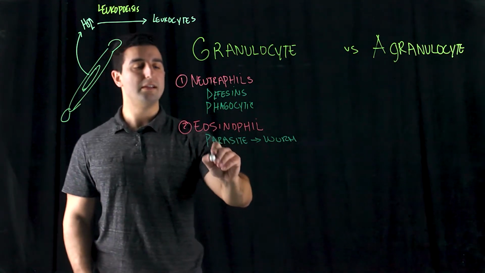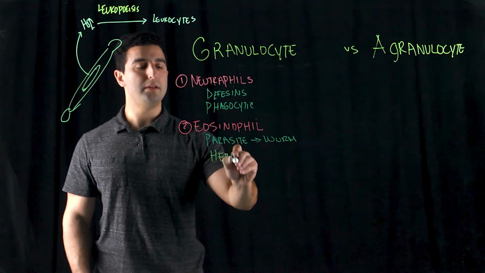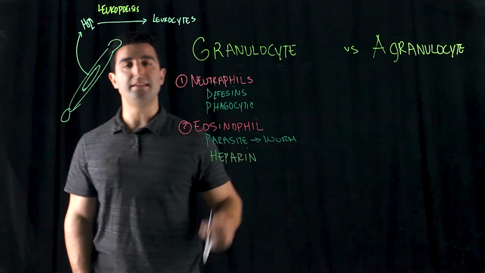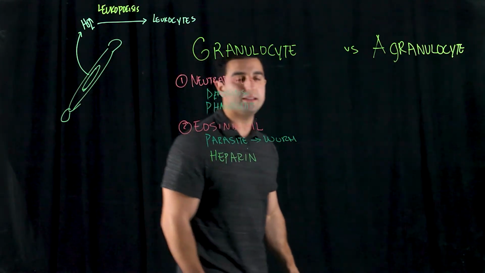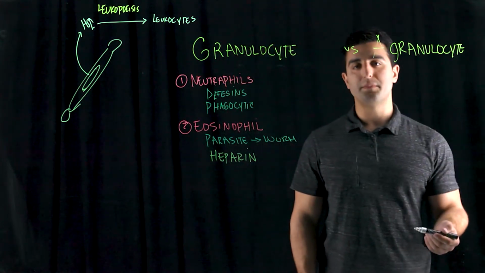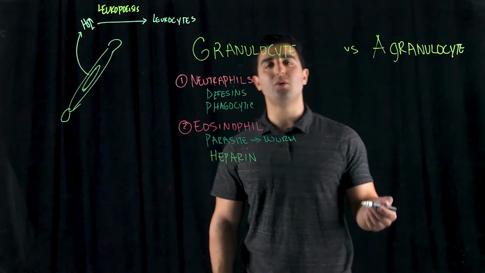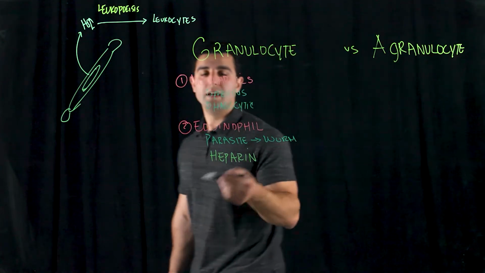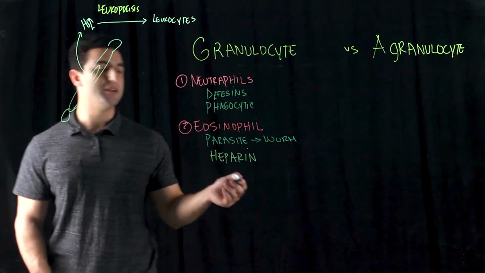The first is heparin. Heparin is an anticoagulant. What does anticoagulant mean? Coagulation means forming a blood clot. Anticoagulation is preventing a blood clot. So heparin prevents blood clot formation.